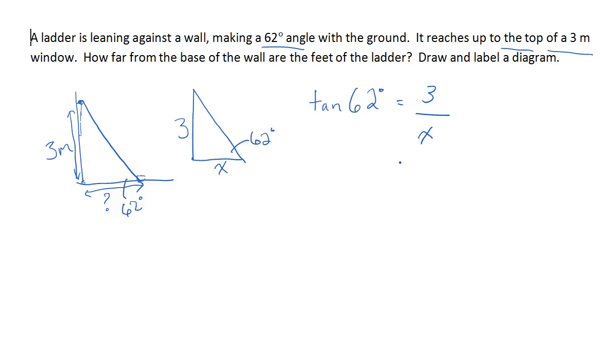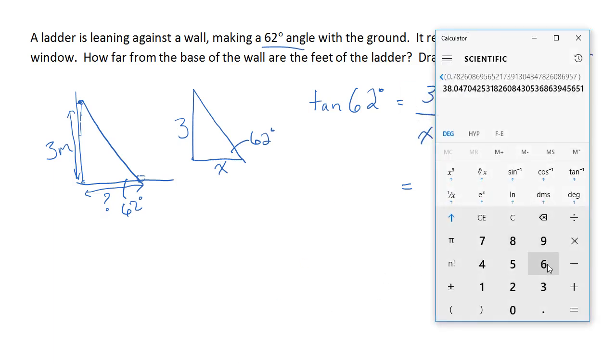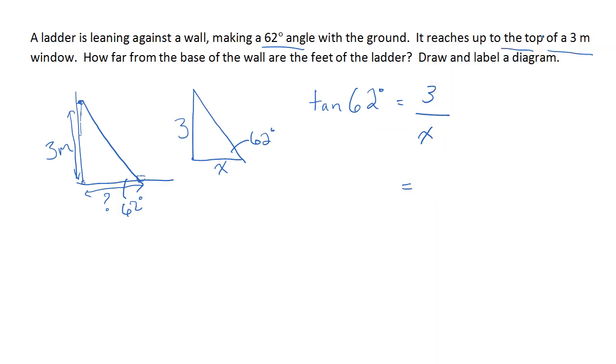And now we're just going to use our normal algebra rules and solve for x. So tangent of 62 degrees is equal to some decimal number. That's our ratio. So tangent of 62 degrees, we'll type in a 62 and make sure you're on tangent, not tan negative 1. So tangent of 62 degrees is 1.8807. And that's equal to 3 divided by x.